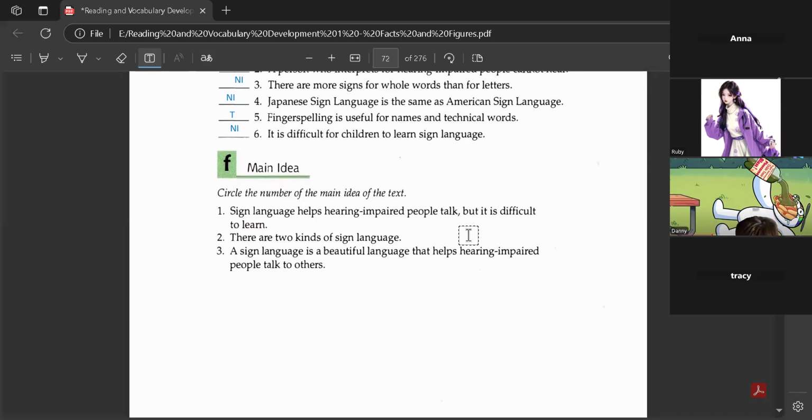Okay. And lastly, coming to the circle, the main idea of the text. Let's invite Anna for this one. Anna, which one is the main idea?